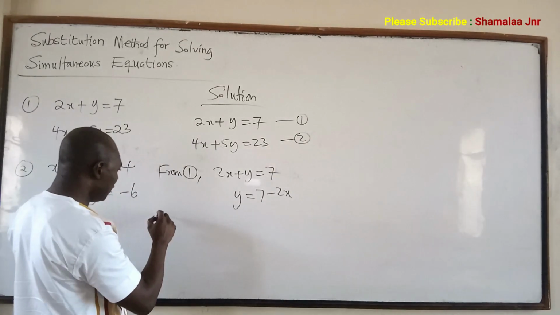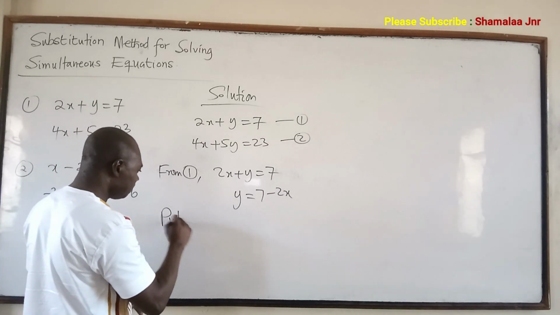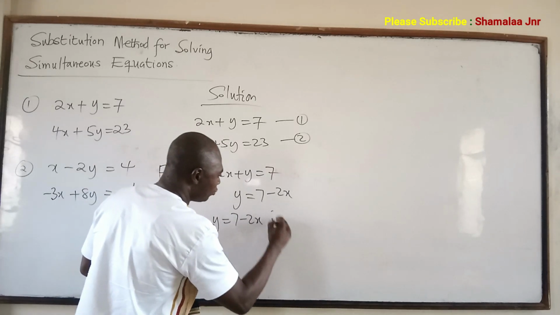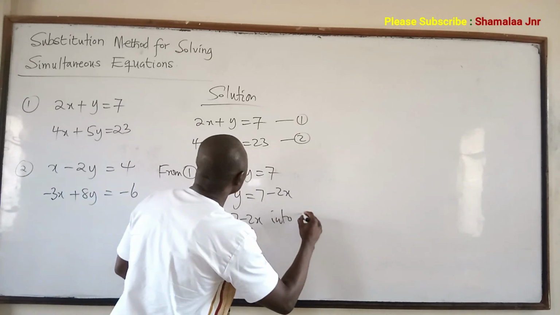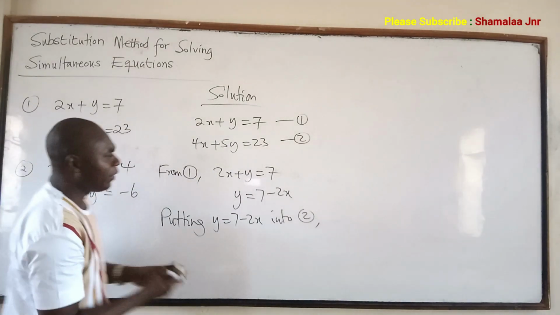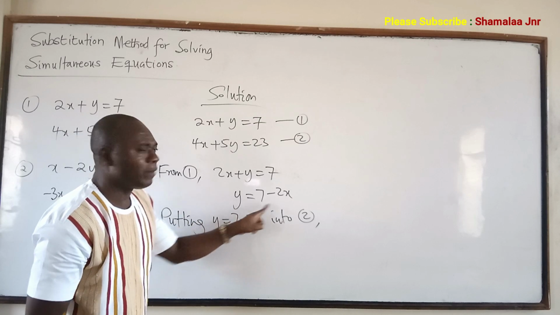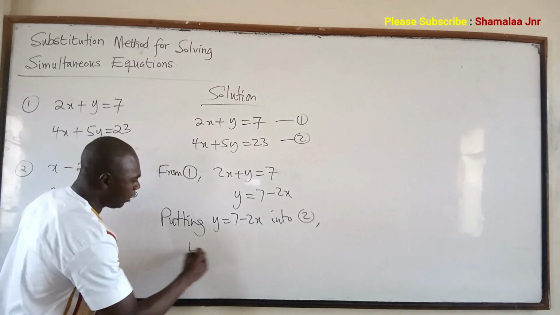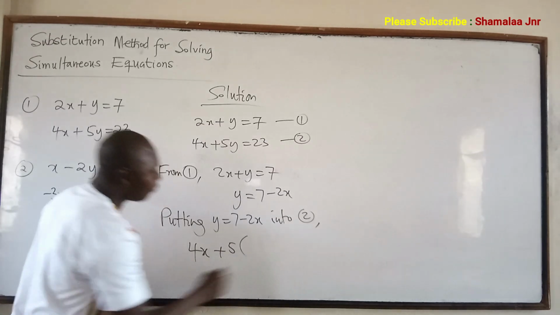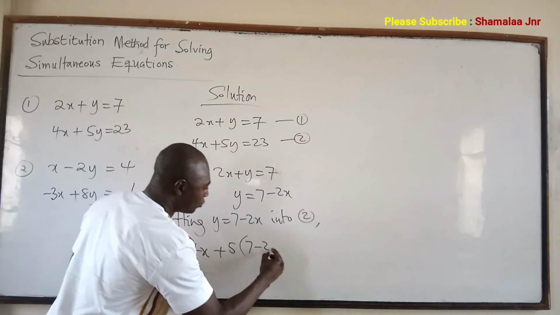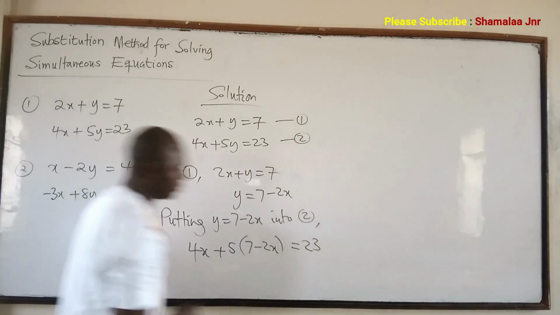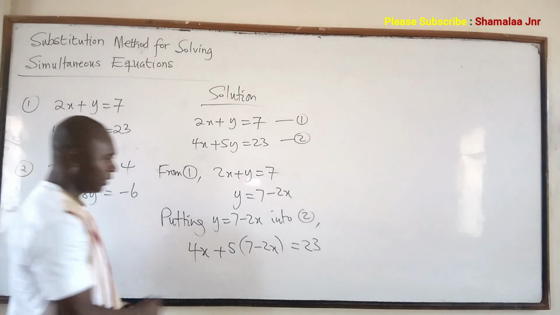So putting y equal to 7 minus 2x into equation 2, you are going to get this. Wherever you see y, you have to write 7 minus 2x. So this is going to be 4x plus 5 times (7 minus 2x), and this is equal to 23. Yes, so we have it this way.